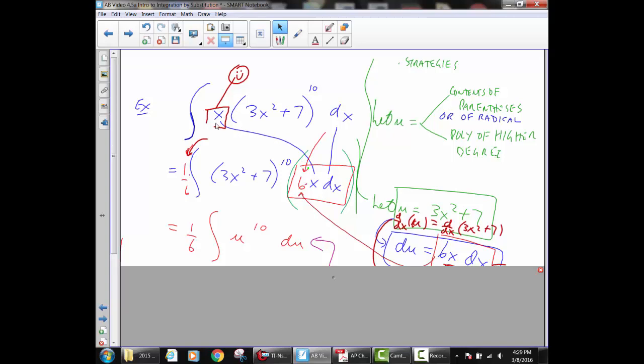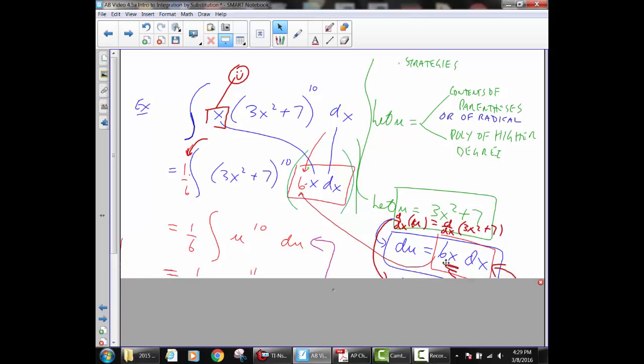If we hadn't had that x here, believe it or not, the only way to do this problem would be to actually raise this stupid thing to the 10th power. And that would take 40 minutes. Anyways, so I know I need 6x dx if I want to replace it by du. I've already got the dx. I've already got the x.